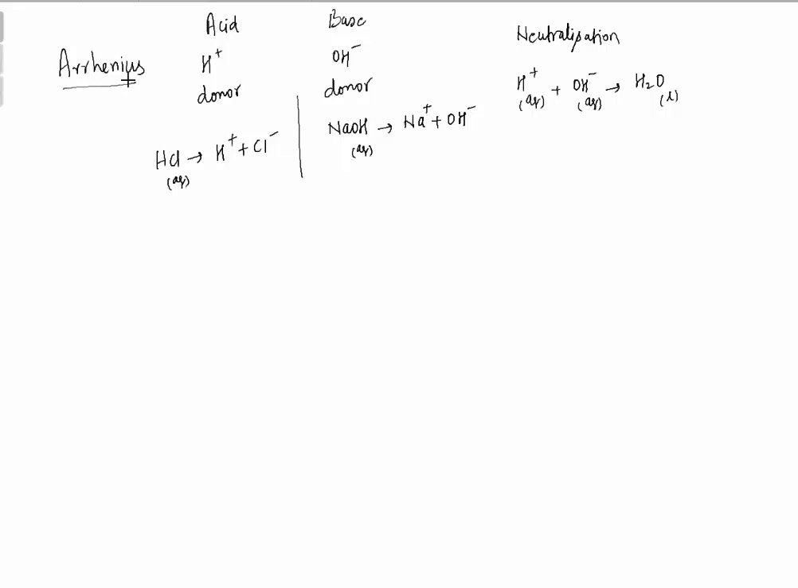Now, to start with, first we go to the basic theory which was proposed by none other than Arrhenius. According to him, acid is a substance which, when added to water, increases the concentration of H plus ion. Please remember, this definition is very important. Once HCl is added to water, it is furnishing H plus ion into the solution, whereas base is hydroxide ion donor, which is increasing the concentration of OH minus.